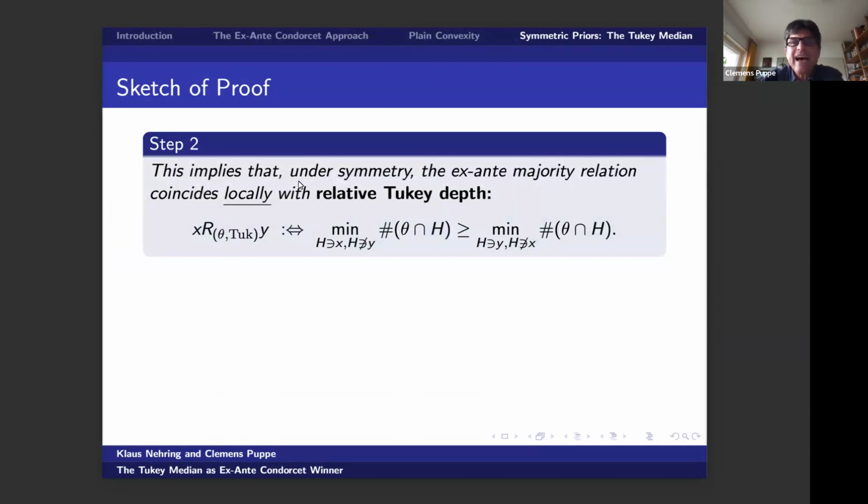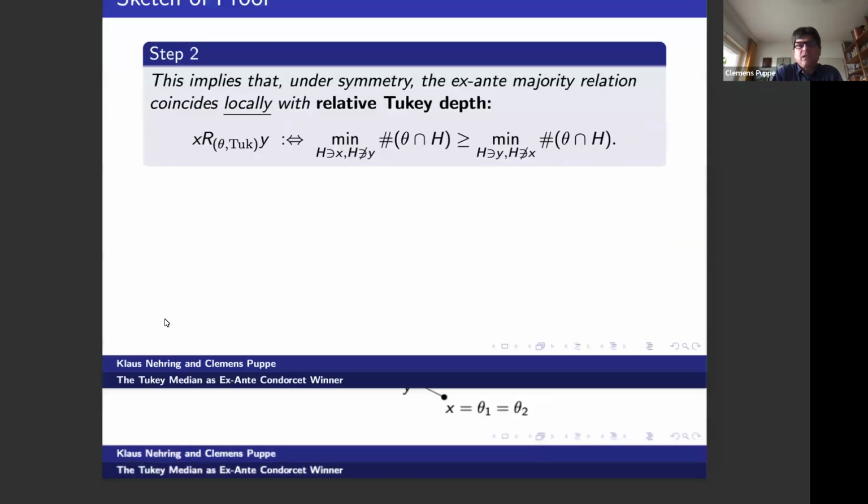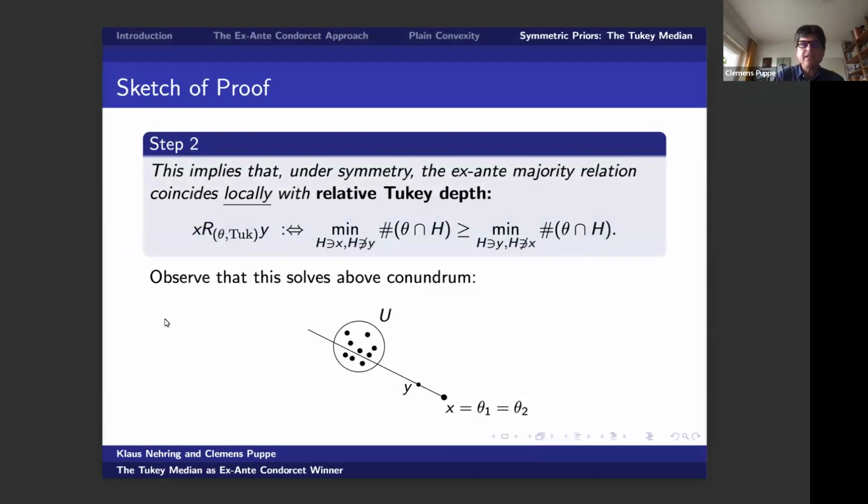Then you show that under the symmetry assumption, the ex ante majority relation coincides, at least locally, with what we call relative Tukey depth. Relative Tukey depth is defined here: X is relatively deeper than Y if the minimum of data points that lie on half spaces that contain X but not Y is larger than the minimum of all data points that are in half spaces that contain Y but not X. That's a very natural way to do it.